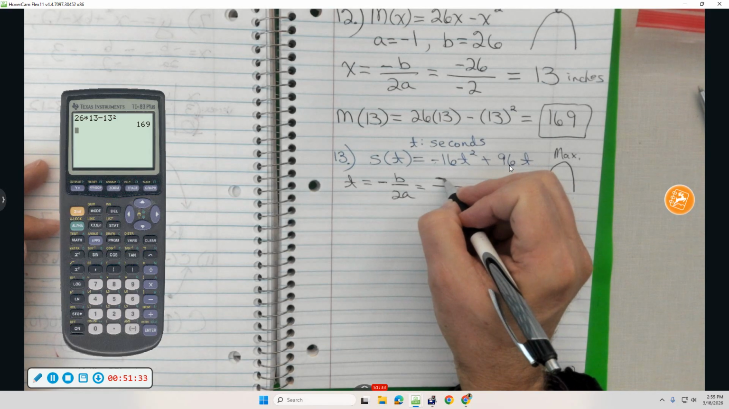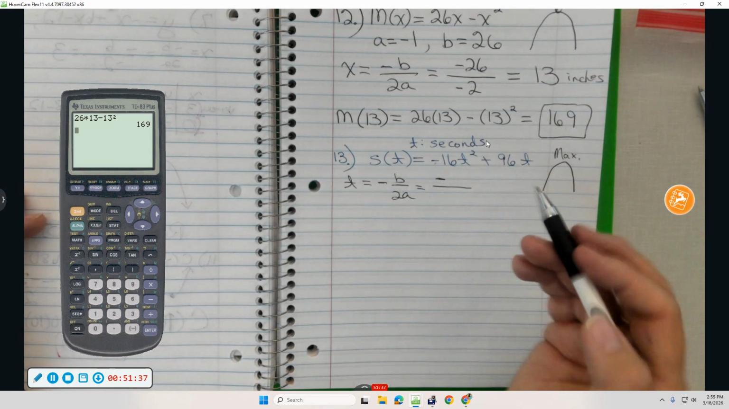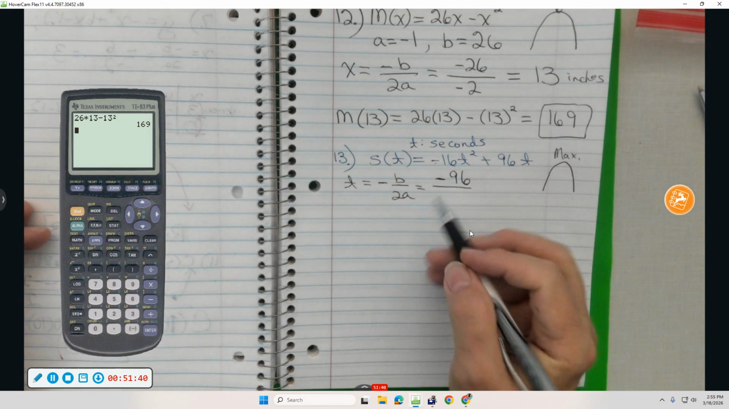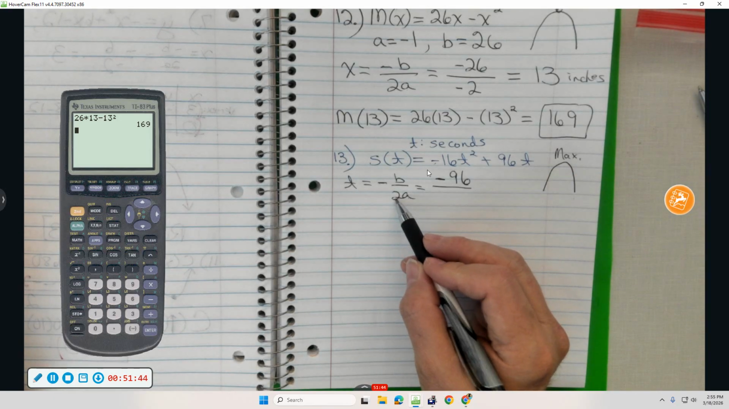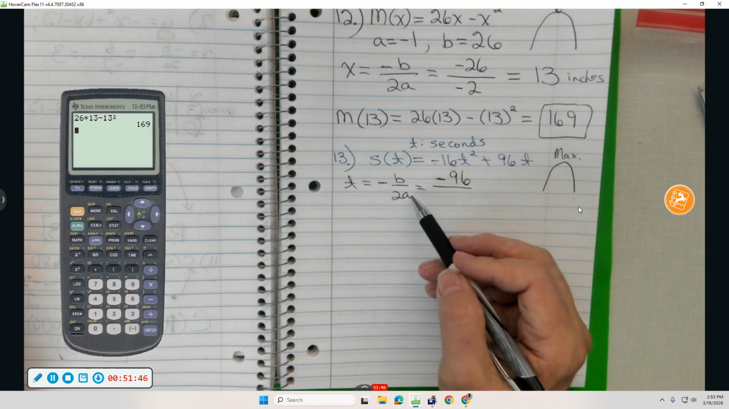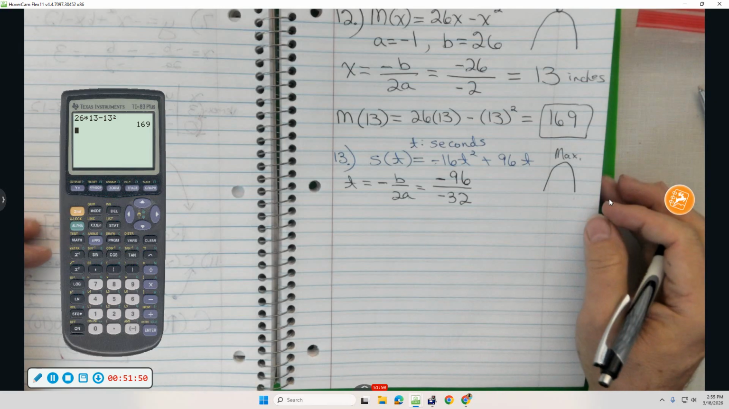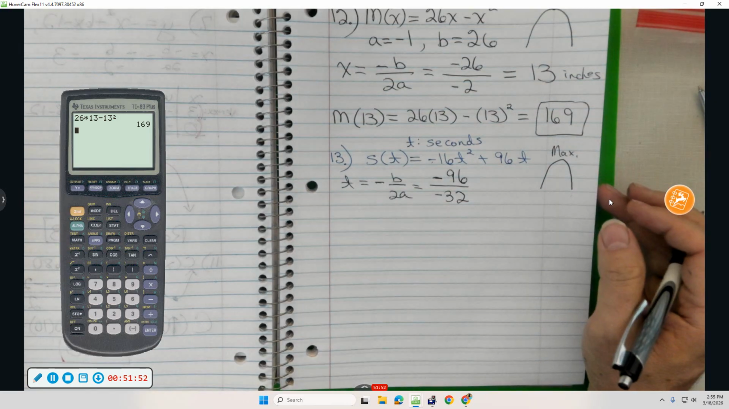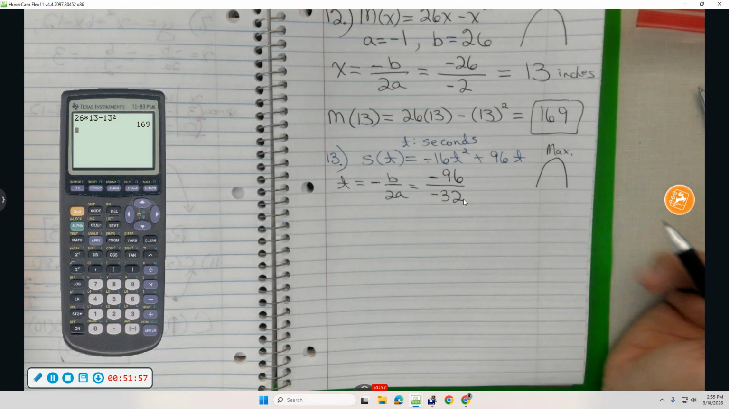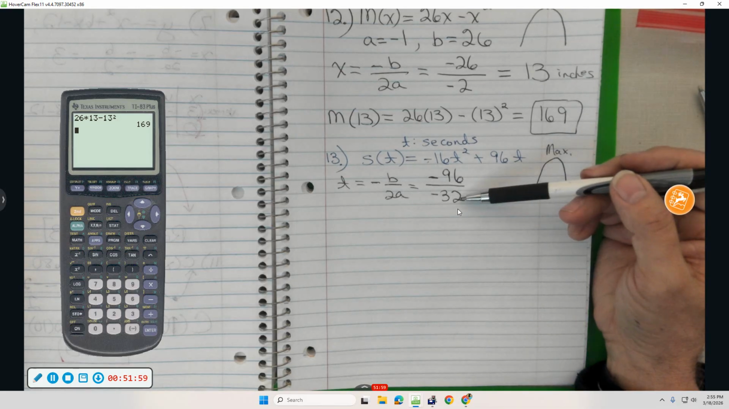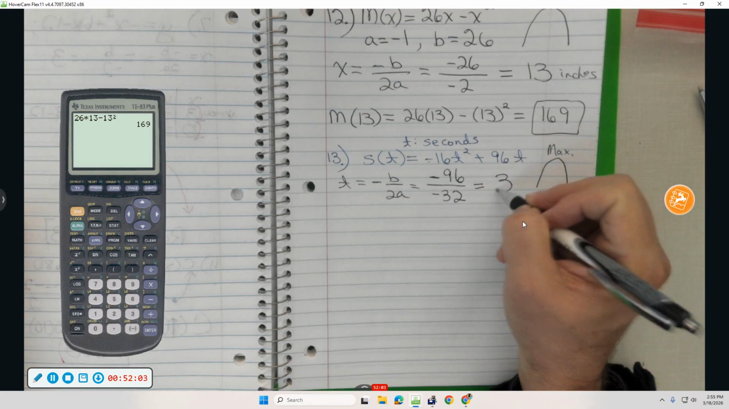So we have a negative. What number's up here on top? The 96. 2 times a... 2 times what? 2 times negative 16 gives me a negative 32. Oh, this is nice. Normally this does not happen. Normally we'd wind up converting to decimals. But negative 96 divided by negative 32, what's that giving me? Isn't that just a positive 3?